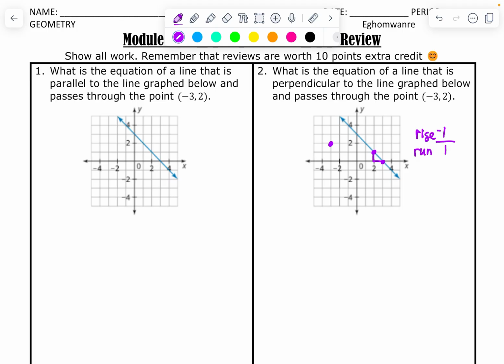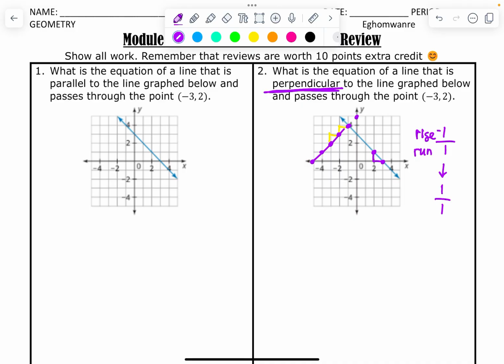So the slope is negative 1 over 1. So we want the perpendicular slope. So we're going to have to flip and change the sign. Okay, and then using this point here, we're going to use this slope. So starting from that point, we're going to use that slope. So rise 1, run 1, rise 1, run 1. And that'll give us additional points.